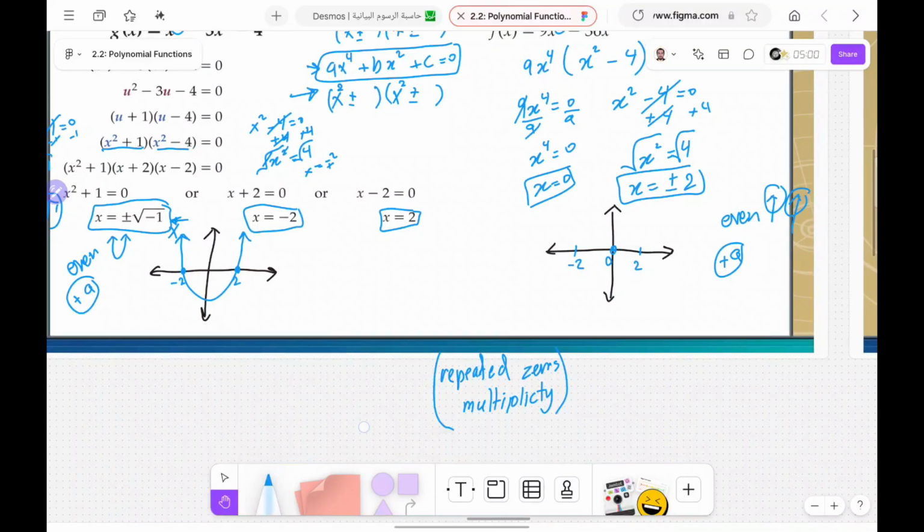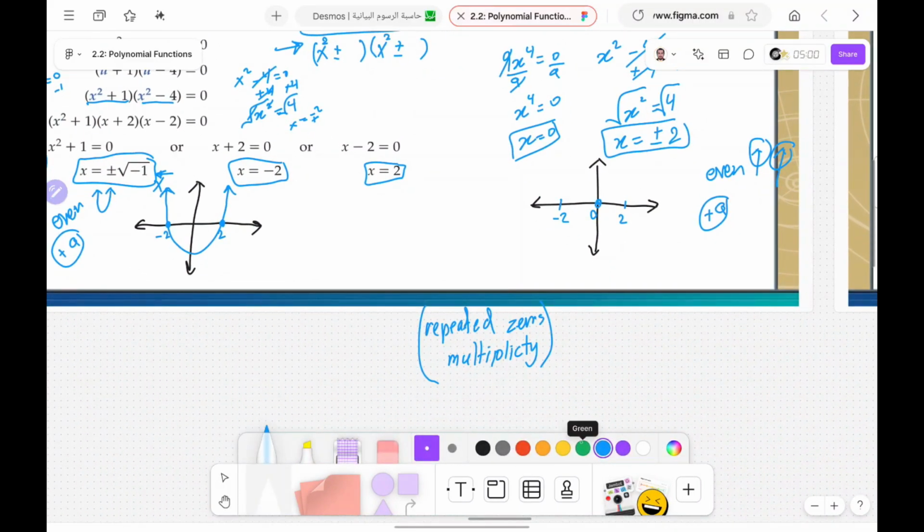The repeated zero or multiplicity means, if we have x to the power of 2 equals 0, or x to the power of 4 equals 0, when you simplify, you reach this step, or x to the power of 6 equals 0, x to the power of 8 equals 0. If I ask you how to solve this, you need to use the square root for both sides, right?